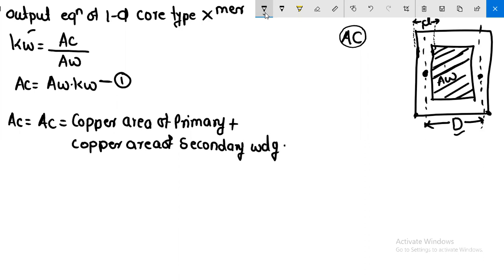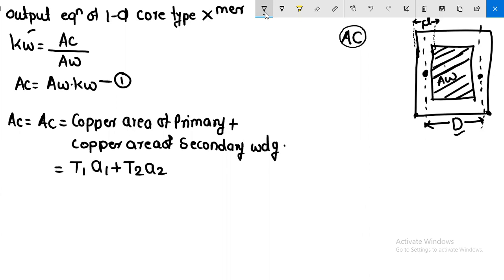Okay. Now see how we can find out the area. See, how many number of turns were there for the primary? T1. And what is my area? That is nothing but, for primary, it is A1. And as far as secondary is concerned, the number of turns is T2 and the area is A2. So how am I writing this equation? See, T1 into A1 plus T2 into A2.